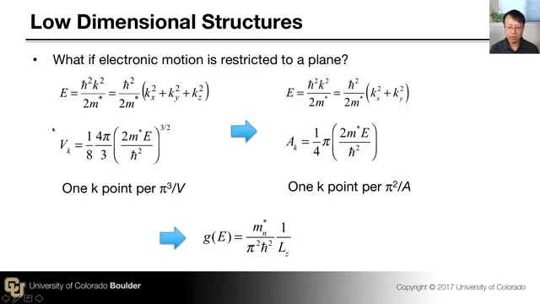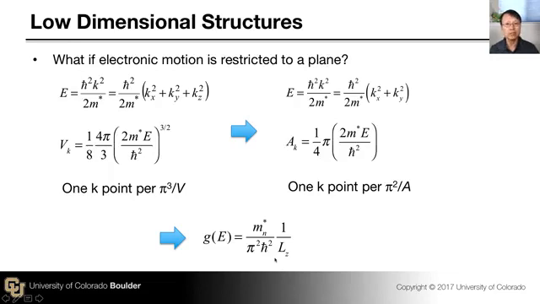And instead of the volume of the sphere that we considered, we will be considering the two-dimensional area in k-space. Instead of the volume occupied by one k point, we will be talking about an area occupied by one k point. Using this, going through exactly the same procedure, you will see a density of states that is independent of energy. So in a two-dimensional structure, your density of states does not depend on energy.